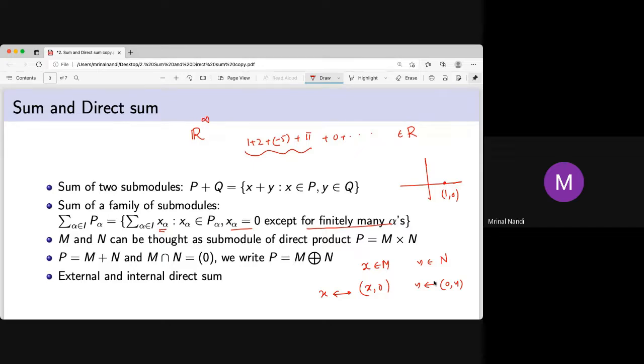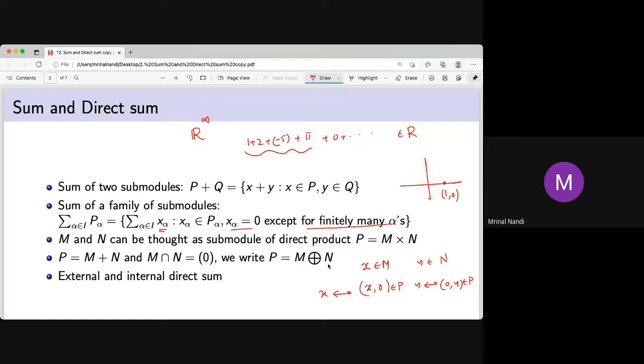So 1 is like (1, 0). If you identify these, then M, that is x in (x, 0), is now a subset, an element of P. This is also an element of P. Now this is a submodule. You can ask, how is M a submodule? M is not a subset of P at all, but we can think of M as a subset after identification.